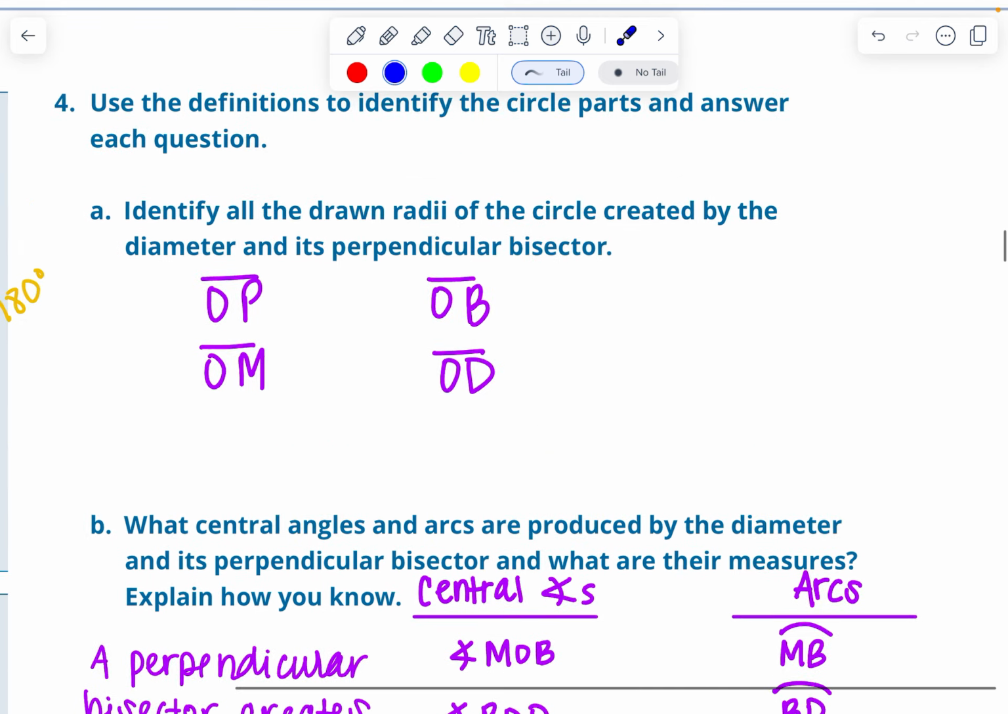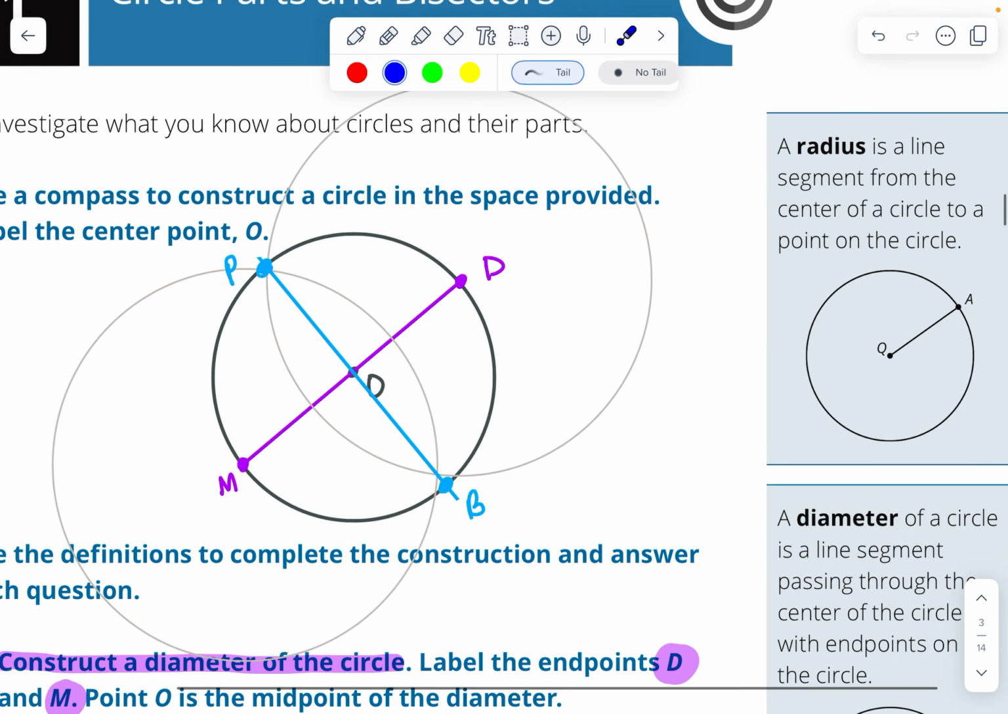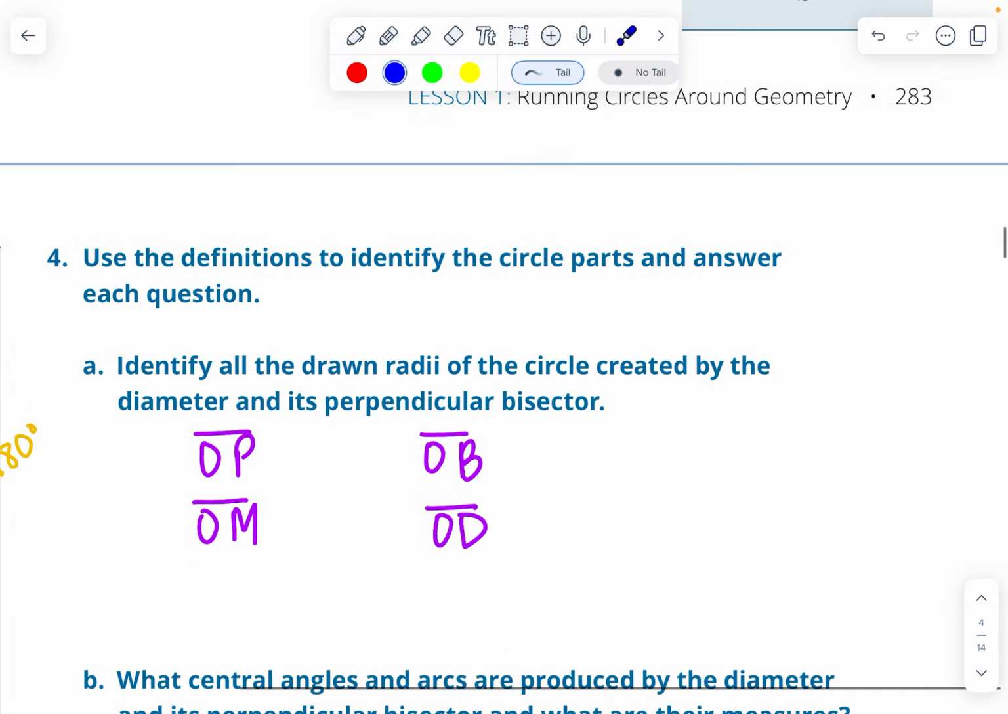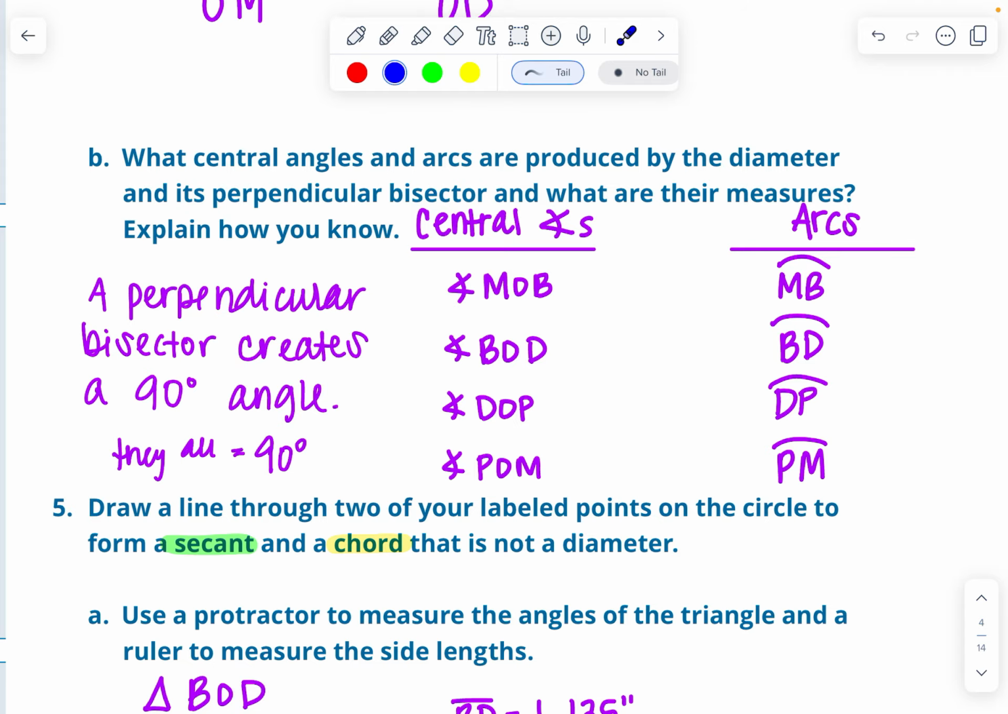So there you go. And then the arcs, each arc that I wrote goes with the central angle. So for MOB, that central angle goes with the arc MB. So we have arc MB, we have arc PM or MP, PD, DB. So I wrote all of those down. And each arc, again, is 90 degrees. So if the measure of angle MOB is 90 degrees, the measure of arc MB is also 90 degrees. Okay?